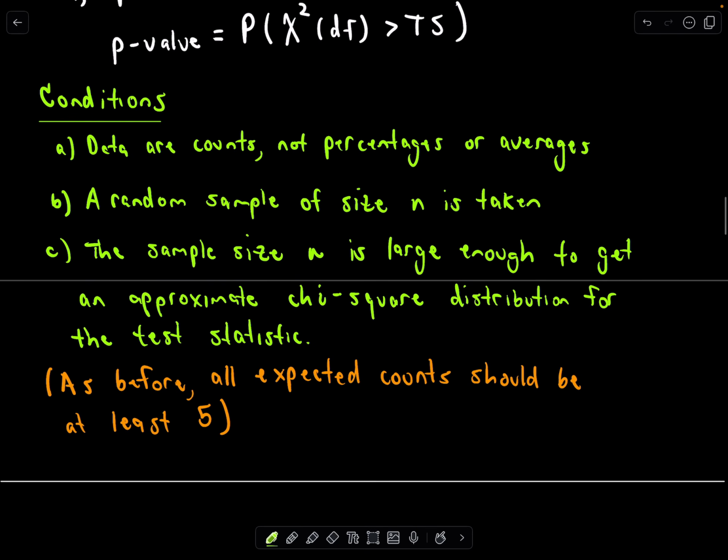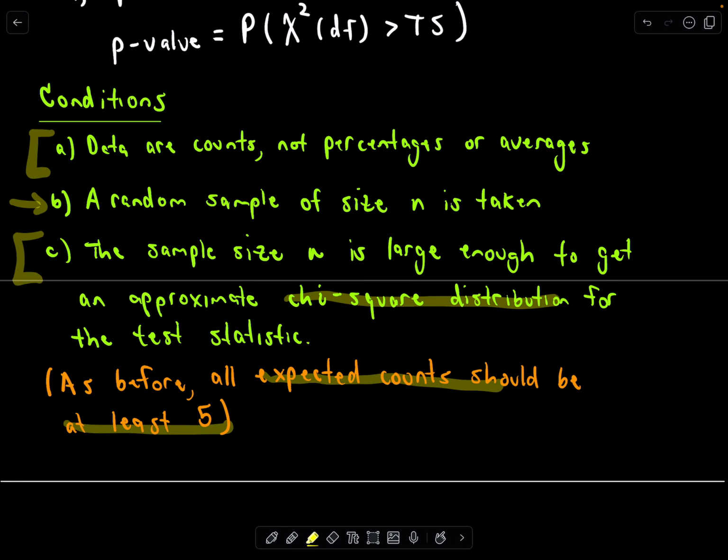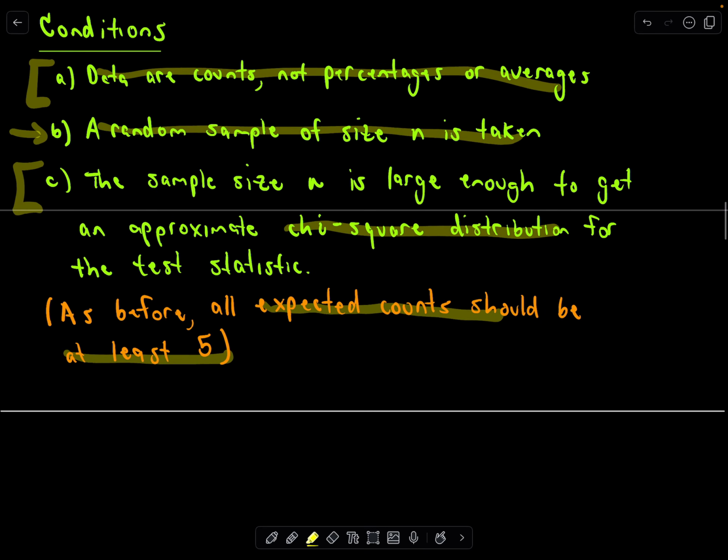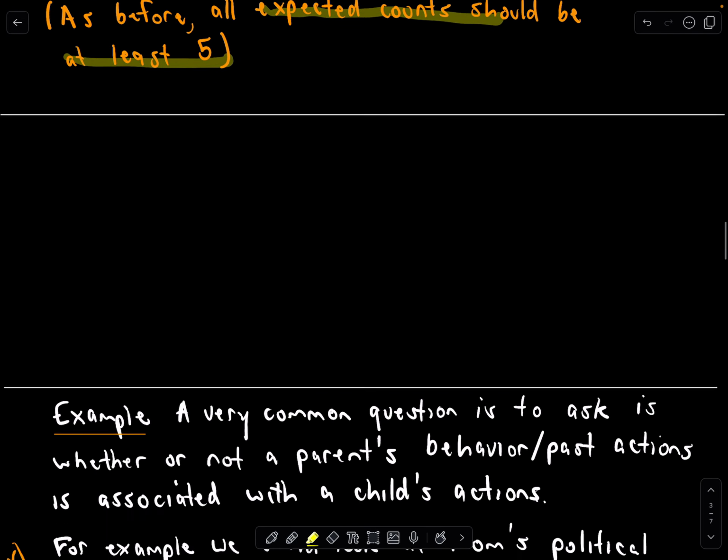Just like chi-square, for contingency tables to go through this process, we need to make sure that our data are counts. They're not percentages or averages. We've just got some random sample of size n, and the sample size n is large enough to get an approximate chi-square distribution. You may recall the big condition that we need to make sure of: the expected counts should be at least 5. That's the thing that I look for in my table. Of course, these other things are important too. You just don't want the counts to be too small. If they are, either group them or discard them.